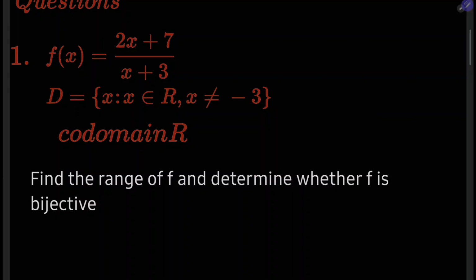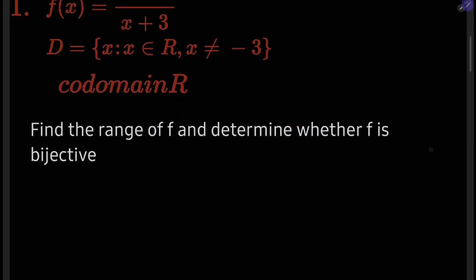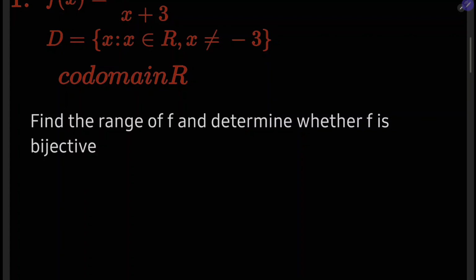We have been given f of x, our function, and we have been given the domain, that is x is an element of R, where x is not equal to -3, and we have been given the codomain, which is R. And here the question is: find the range of f and determine whether f is bijective. Okay, so firstly we're going to find the range of f.